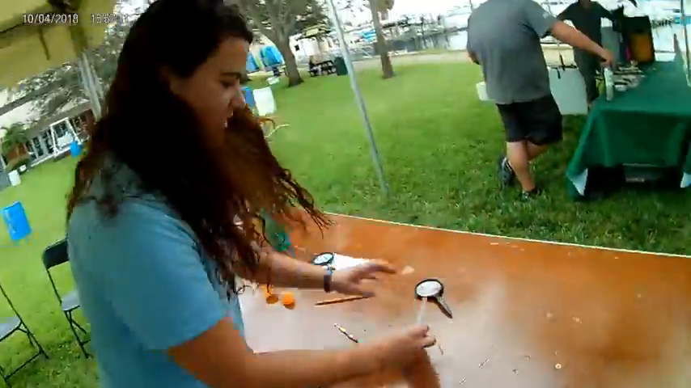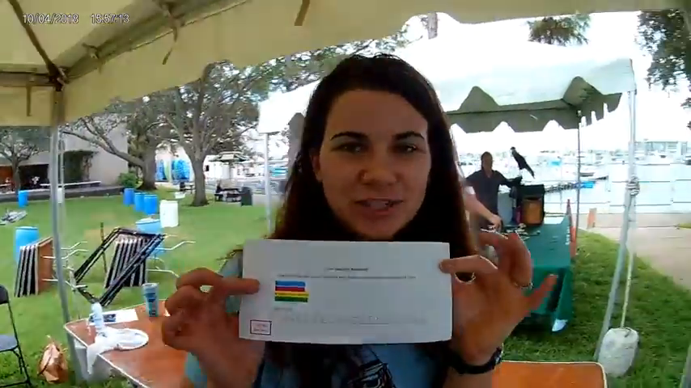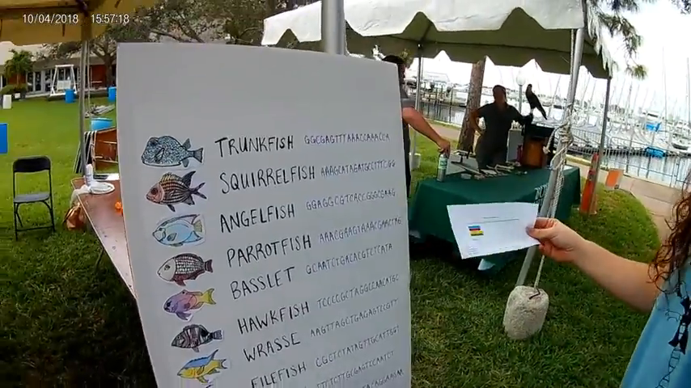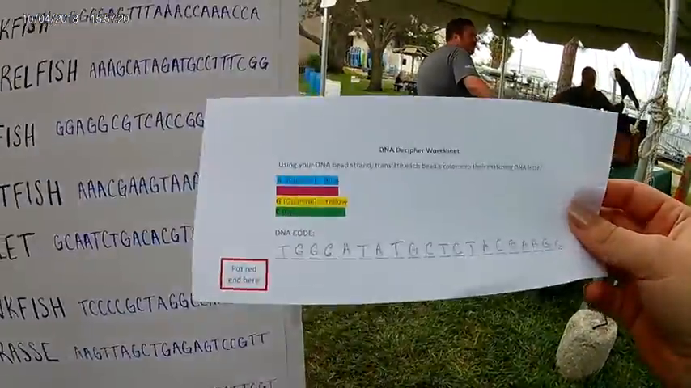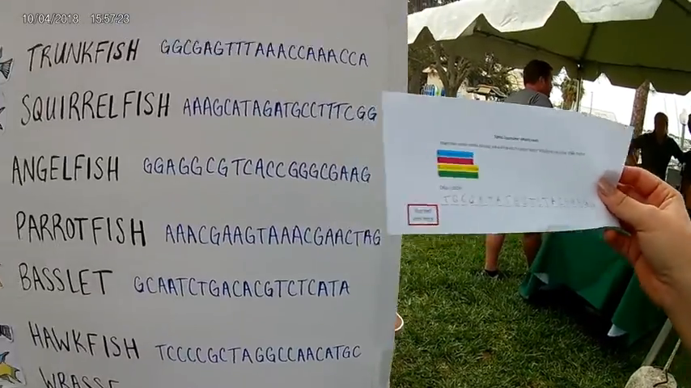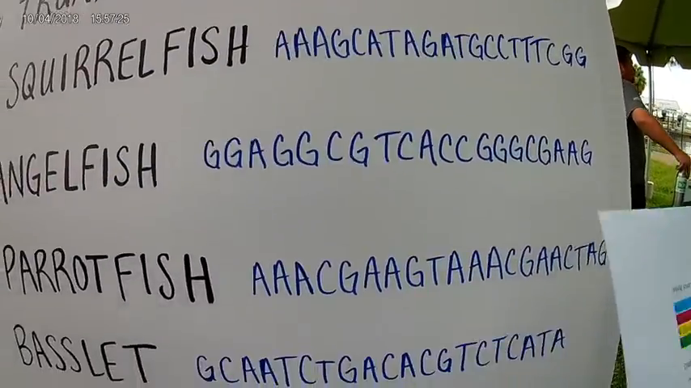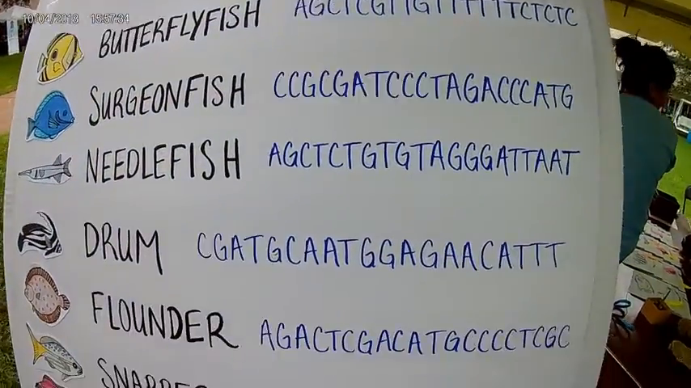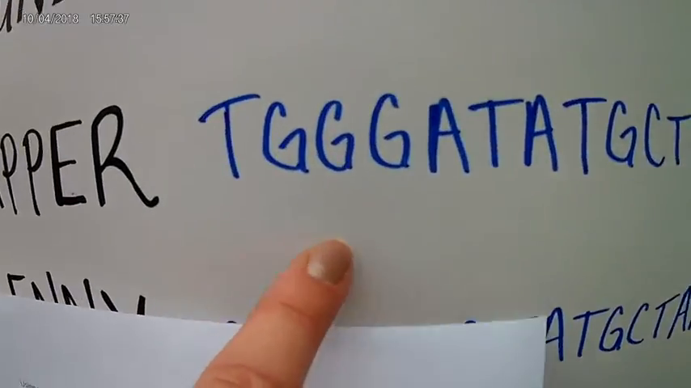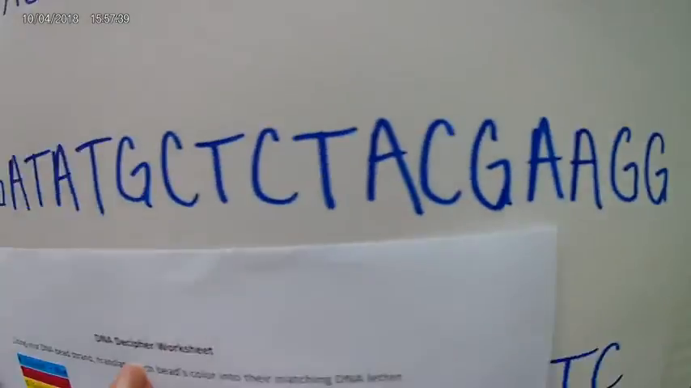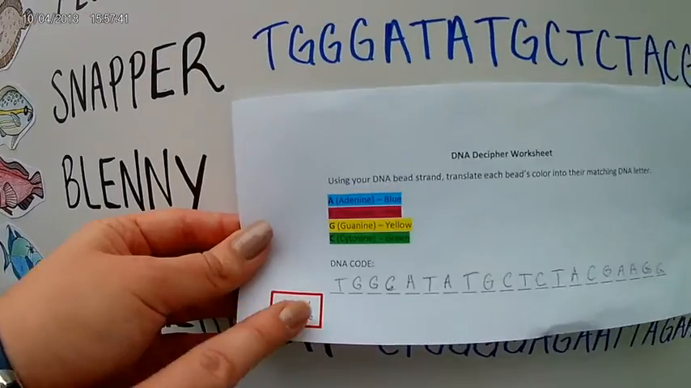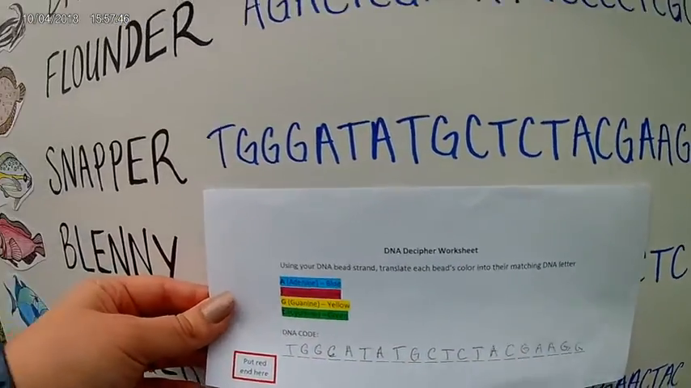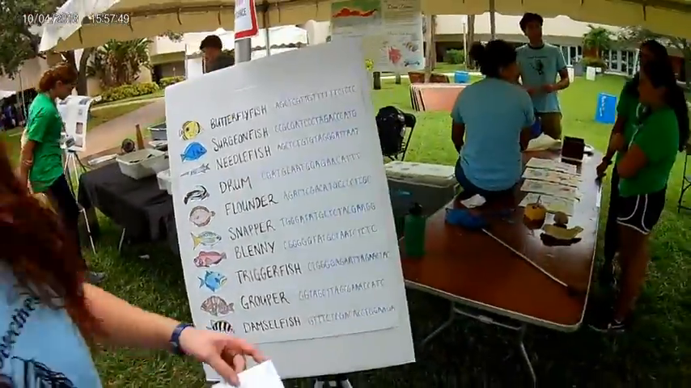Great job! Now let's use our decipher sheet to figure out which fish species we got. We have TGGC. I don't see it on this board. Let's try the other one. TGGAT. I found it! We have a snapper. Let's double check the code. That looks right.